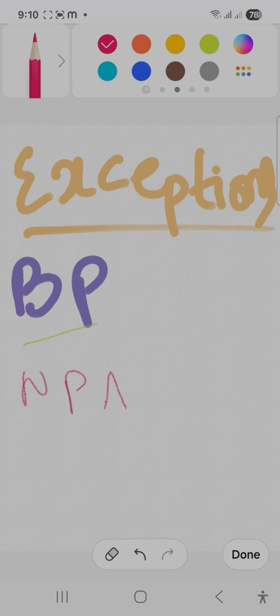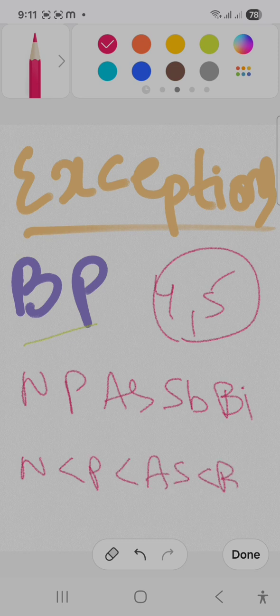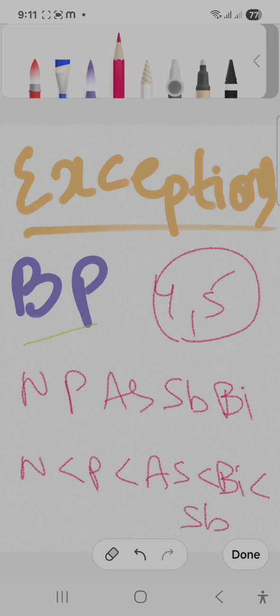nitrogen, phosphorus, arsenic, antimony, bismuth. So just you can exchange the 4 and 5 elements. Here nitrogen 1, phosphorus 2, arsenic 3, antimony 4, bismuth 5. For boiling point in group, for 15th group increases, so you can write nitrogen, phosphorus, arsenic. Here you can write bismuth, then after antimony.